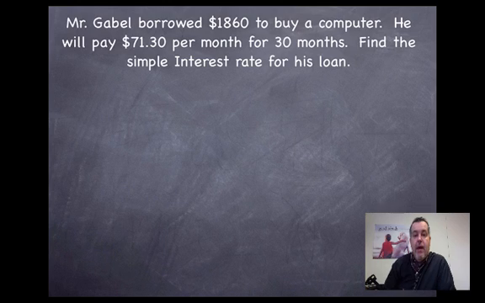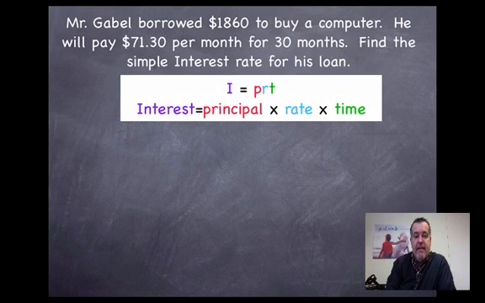Now, usually, we're trying to figure out how much interest they have paid or been paid. In this case, we're looking at something a little bit different in our usual formula. We're usually looking for interest. In this case, we want to know what the rate is. We want to find the rate that he paid over the term of the 30 months.